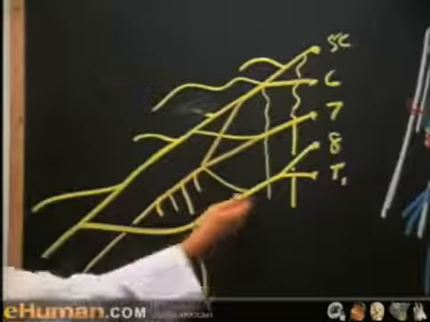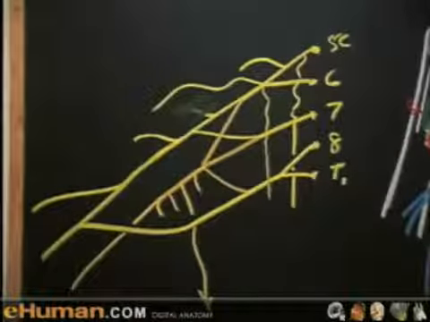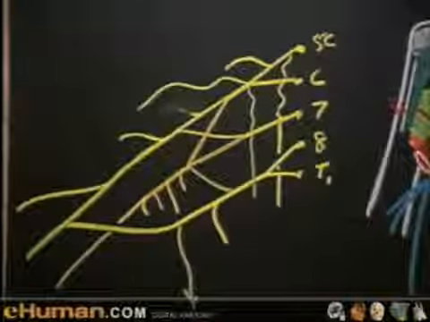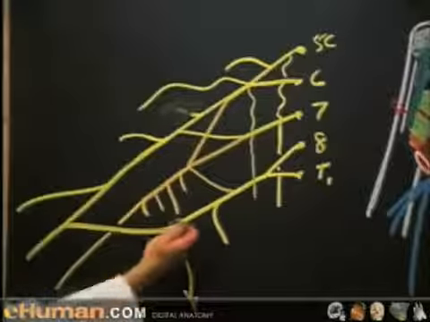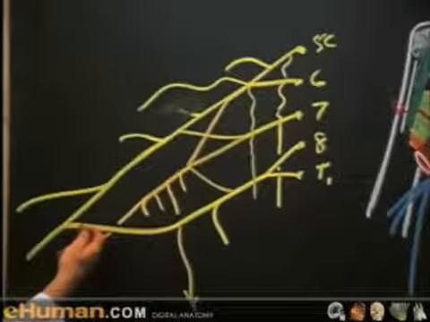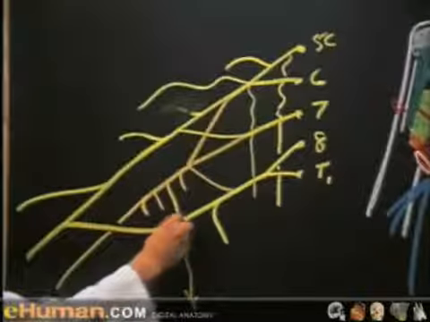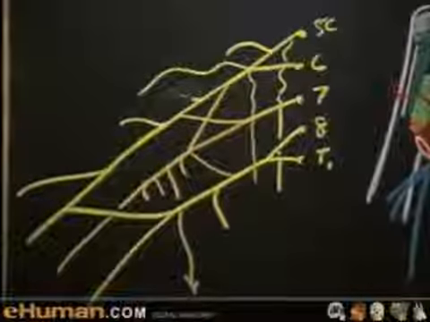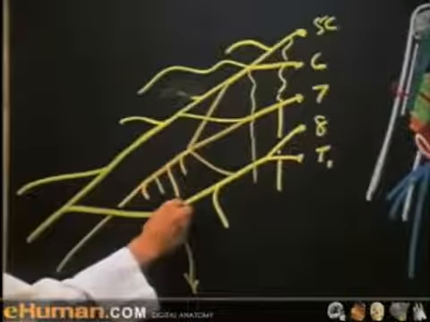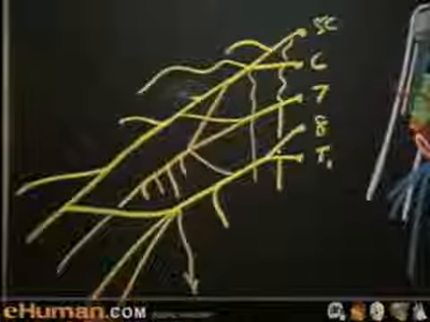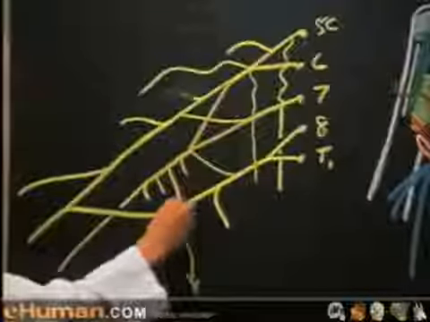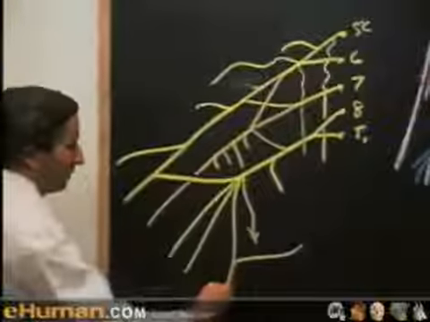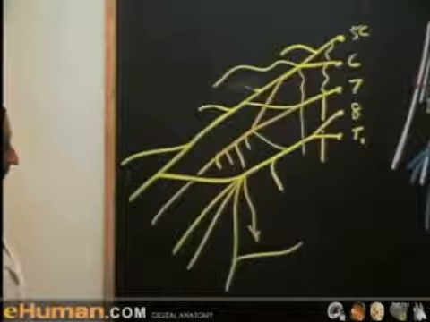Now let us see what the branches are from the medial cord of the plexus. We have a medial pectoral nerve, which will supply the pectoralis minor and major. The medial cord gives rise to the medial root of the median, as we have seen. It also gives rise to the important ulnar nerve, which supplies all the small muscles of the hand, and gives rise to the medial antebrachial cutaneous nerve and the medial brachial cutaneous nerve, which will join up with the second intercostal nerve to form the intercostal brachial nerve.